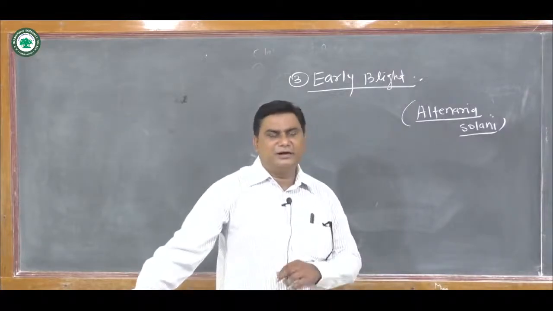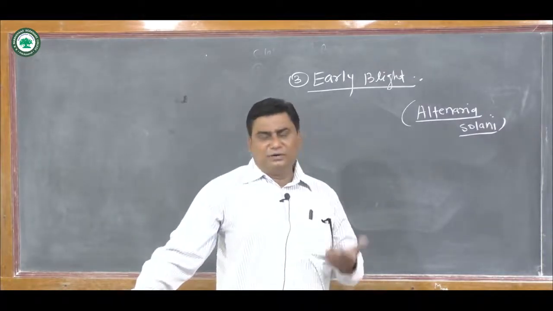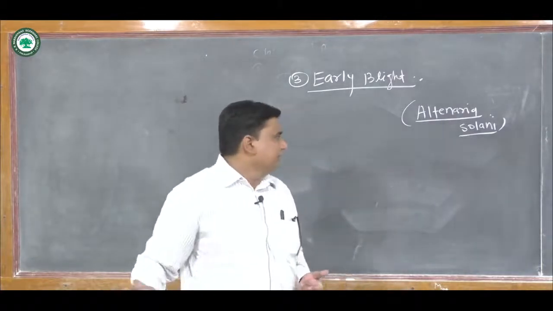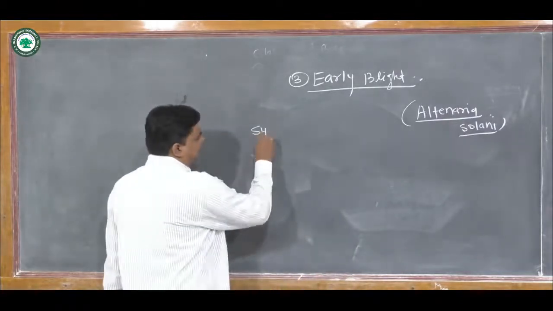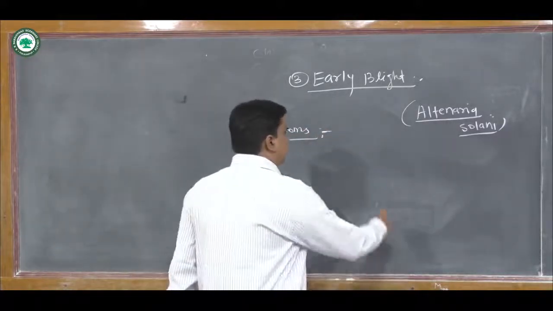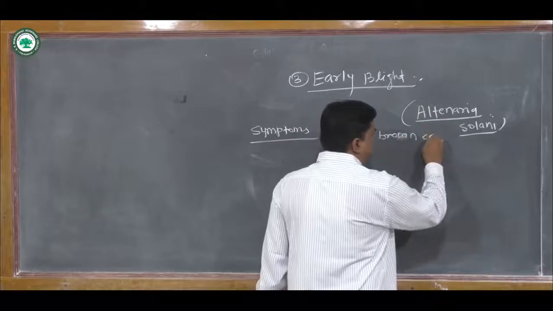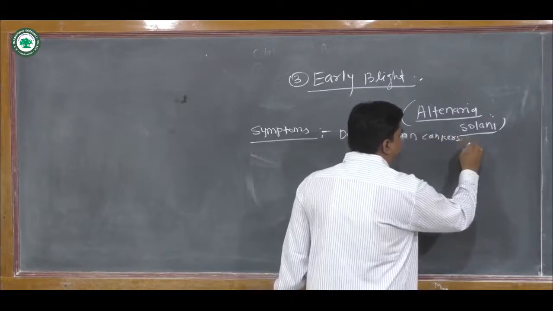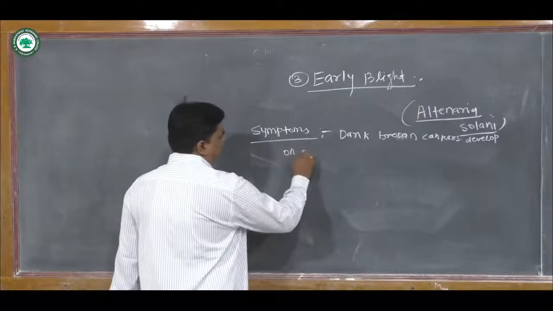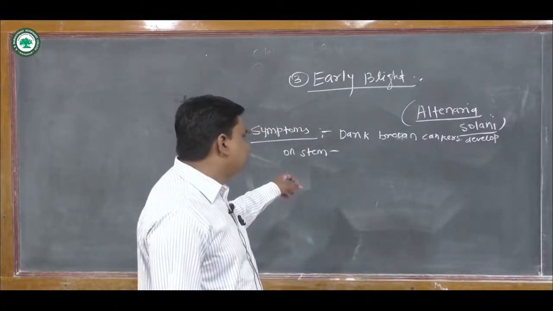There are two sorts of blight. One is early blight and the other is late blight. Again, early blight and late blight have different pathogens. Okay, what are the symptoms of early blight? There are dark brown cankers that develop on the stem.